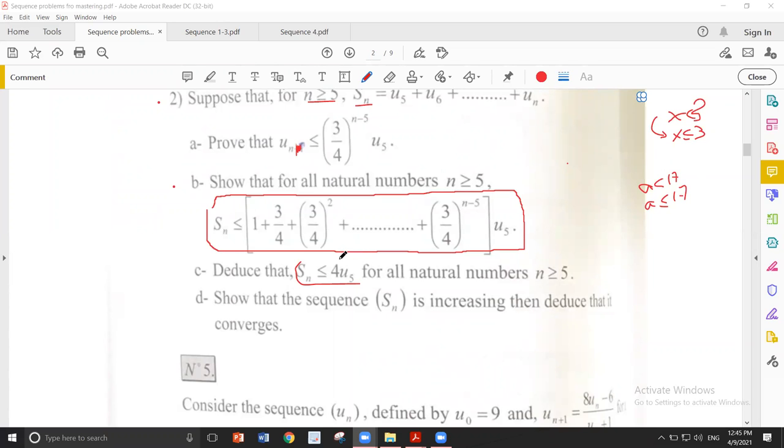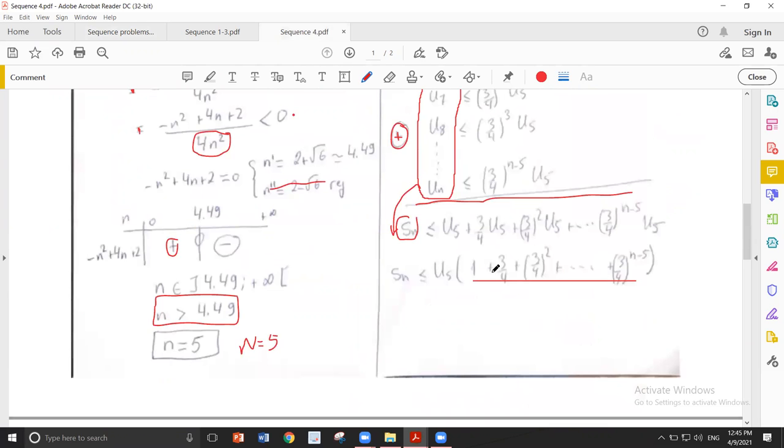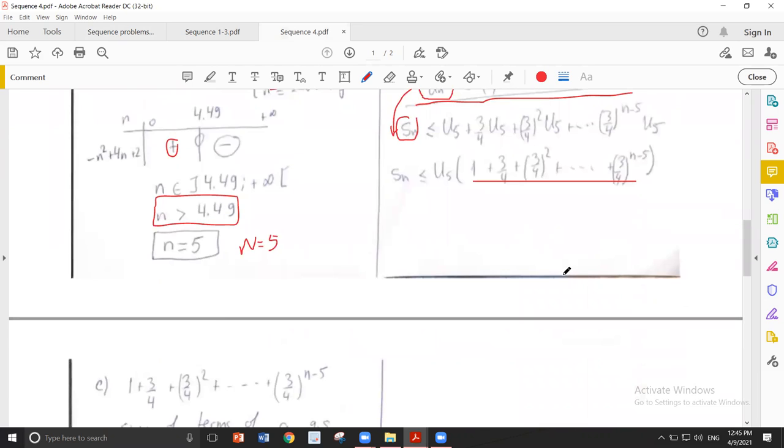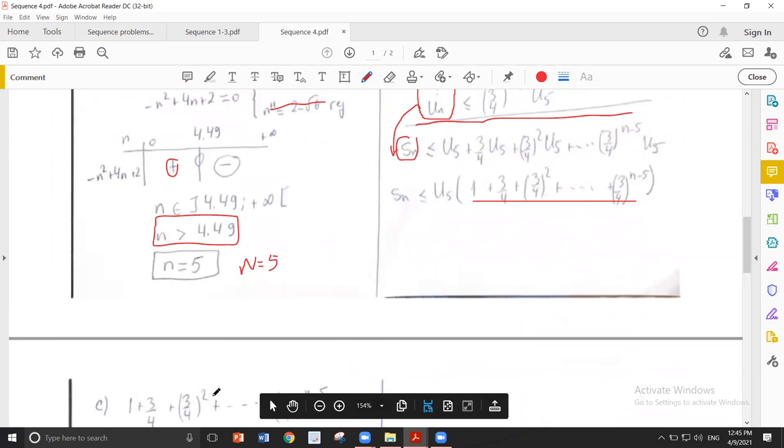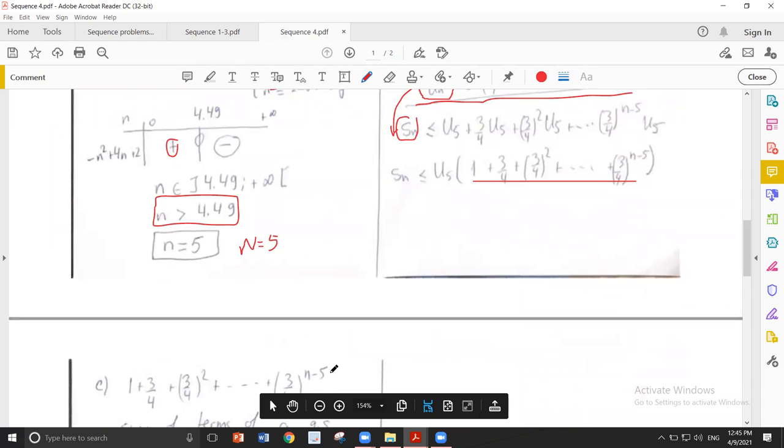Part C. We are going to deduce that Sn ≤ 4u5. We saw that Sn came out like this, u5 times this sum, but here it became 4. How do we make this less than or equal to 4? I will take this sum and find its result: 1 + 3/4 + (3/4)^2 + ... + (3/4)^(n-1). What is the nature of this sequence, 1 + 3/4 + (3/4)^2 + ...? Is it arithmetic or geometric?